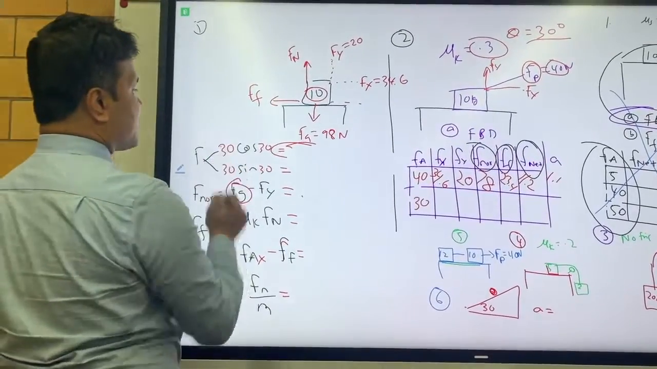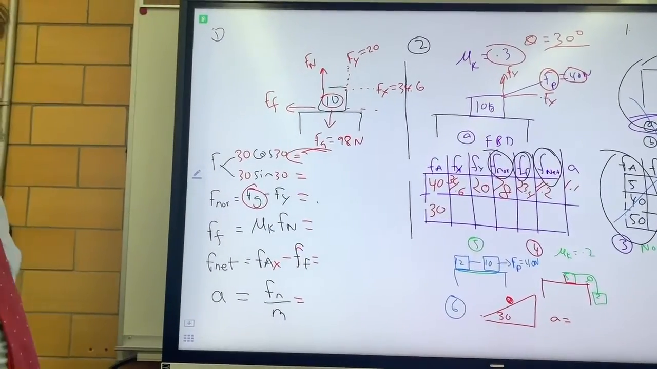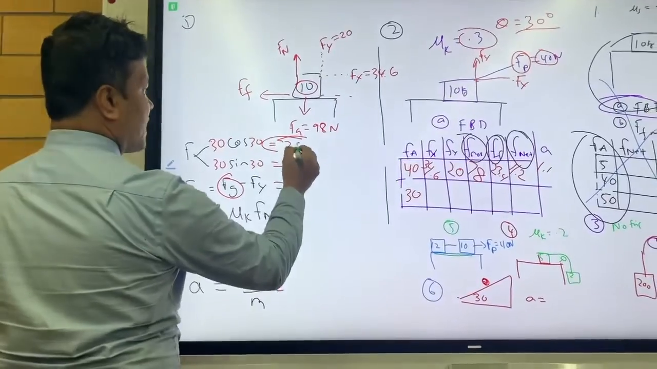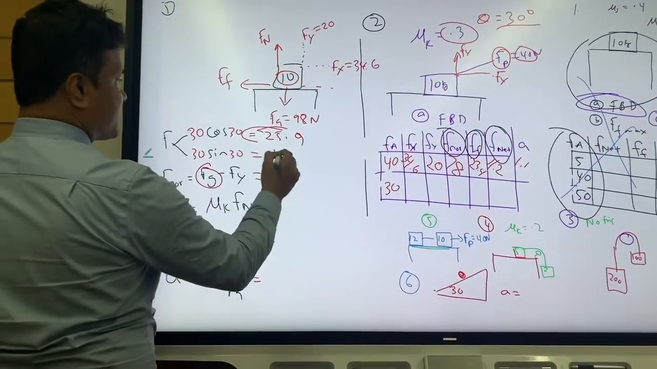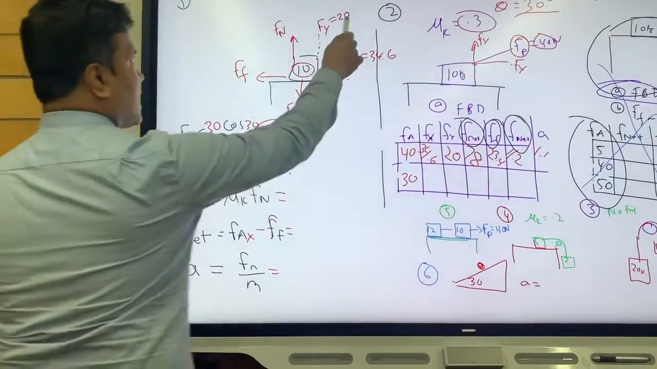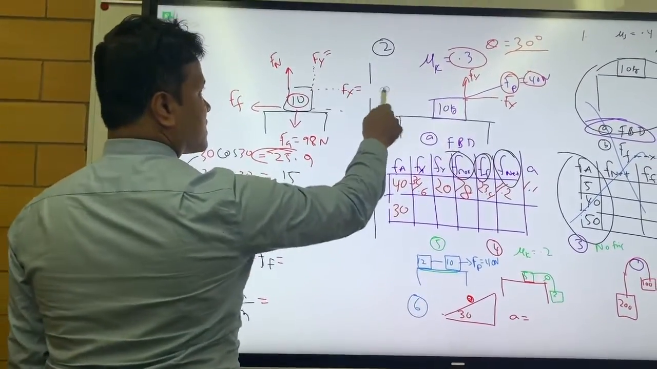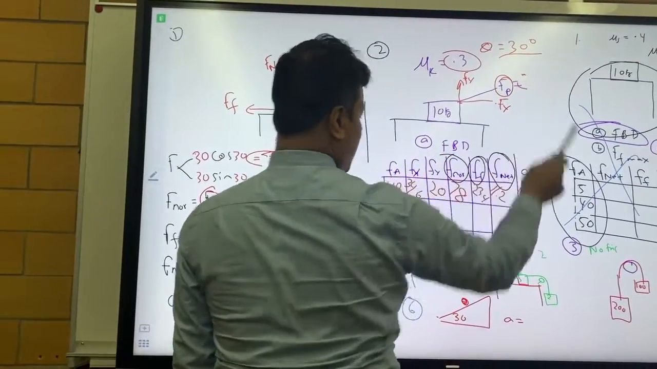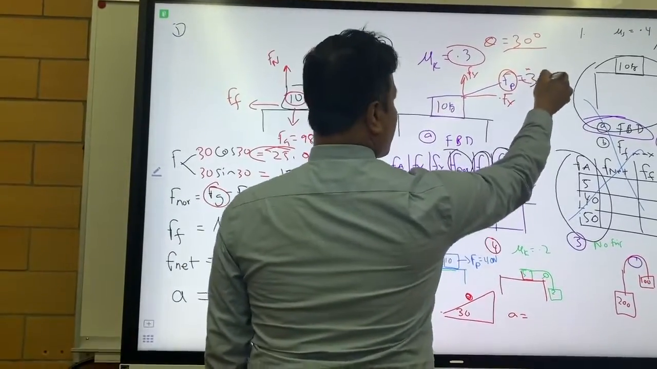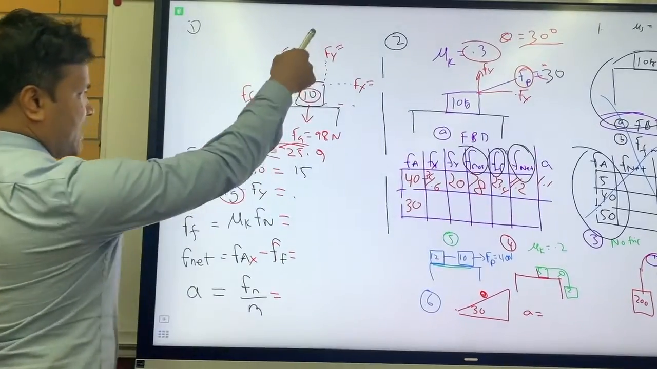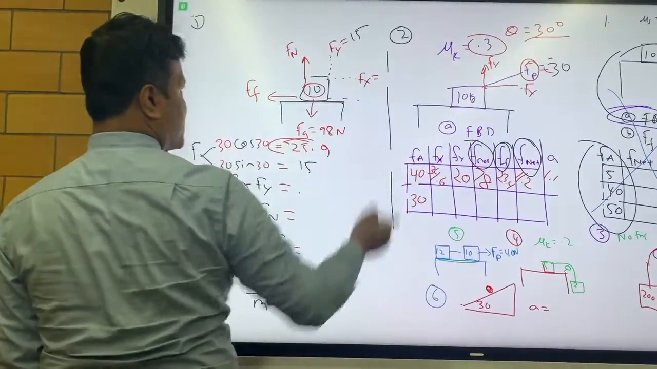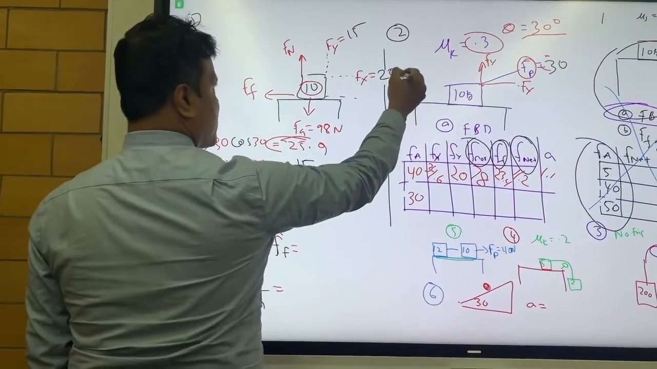Okay, 30 cosine 30, 25.9. And this is 15. Okay? Now this is 30, by the way. Now we are doing it for 30. Before we did it for 40. Okay. So now this Fy is 15. Very important. And this is 25.9.